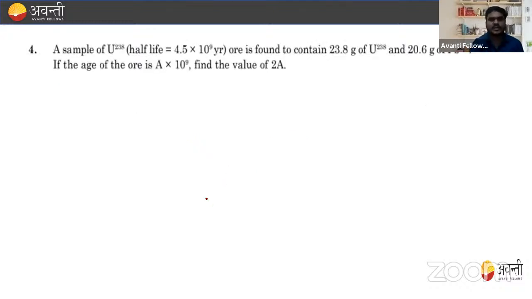On a similar basis, this one: a sample of U having a half-life given is found to contain 23.8 gram of uranium and 20.6 gram of Pb. If the age of the ore is given, then find the value of the answer. I hope most of you solved this question. This was a formula-based question and very simple to use. It is a totally formula-based question, and the answer comes out to be 9. So try to solve this question. If you feel any difficulty, I'll explain it to you in the next class, right? So we have already covered all the questions.